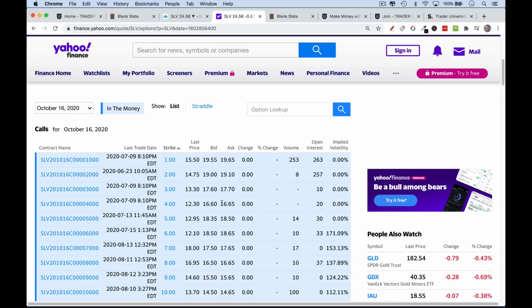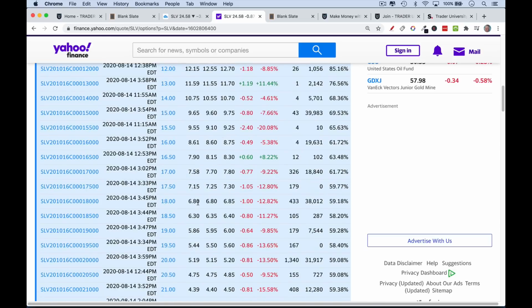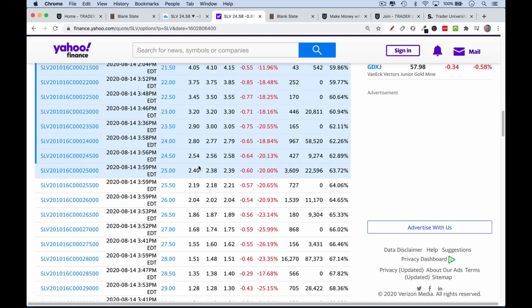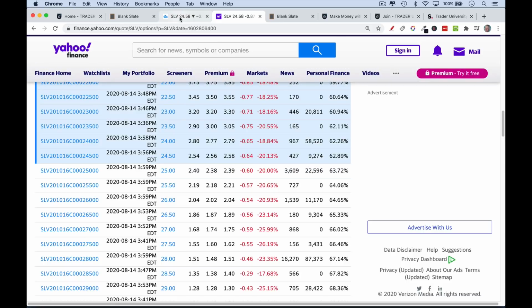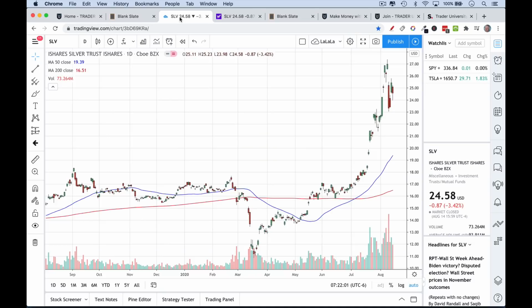Now it's nice the way that Yahoo does this. You can see that everything is sort of blue shaded here. That would be for all the calls that are in the money. And what I usually do when I sell covered calls is I pick the next strike price up from where silver is currently trading, from where the stock or the commodity is currently trading. So silver closed Friday at 24.58.